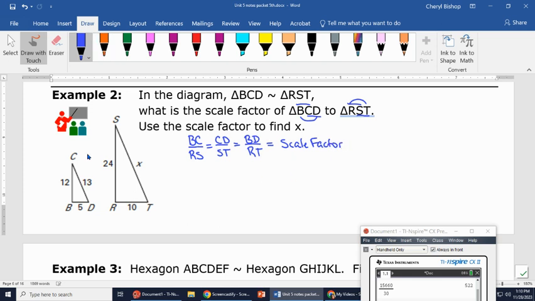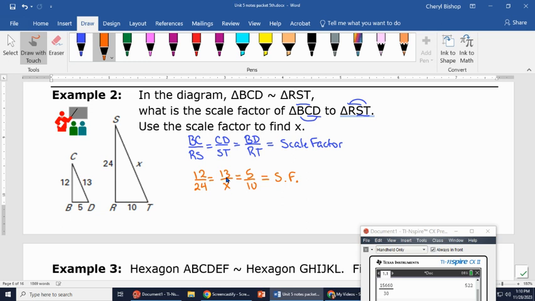How long is it from B to C? 12. How far is it from R to S? 24. How far is it from C to D? 13. How far is it from S to T? We don't know. How far is it from B to D? 5. How far is it from R to T? 10. These all reduce to the scale factor.